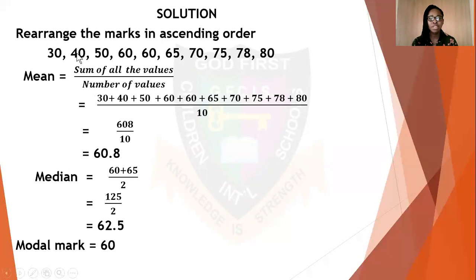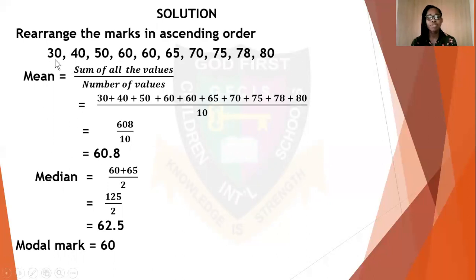608 divided by 10 is equal to 60.8. For the median, we count from the back and also from the front. We have 10 numbers, so we have two numbers at the middle. So we have to find the mean of the two numbers to get the exact middle, or median.